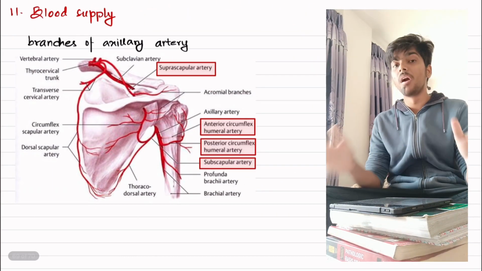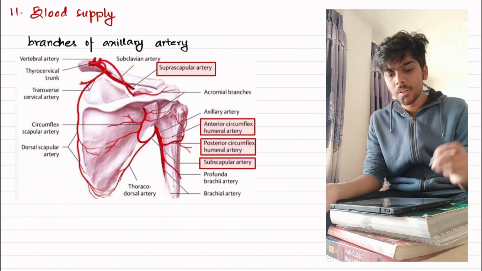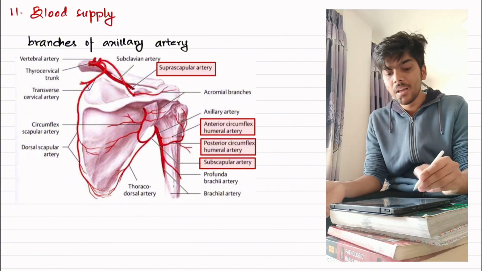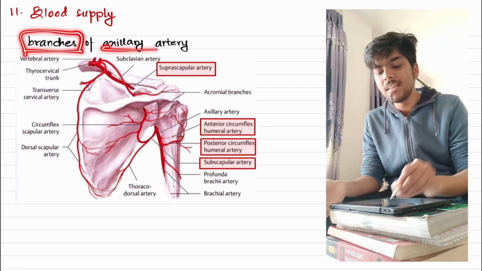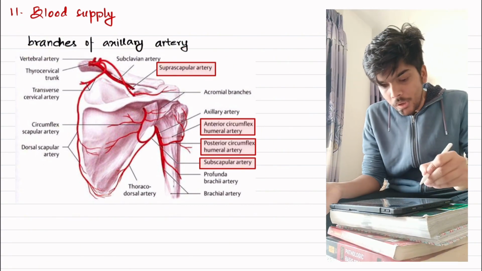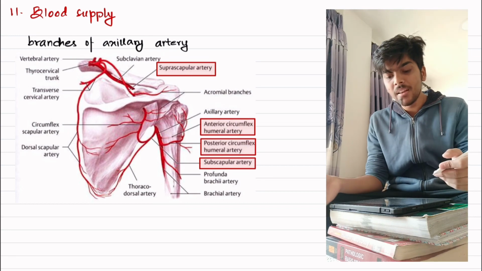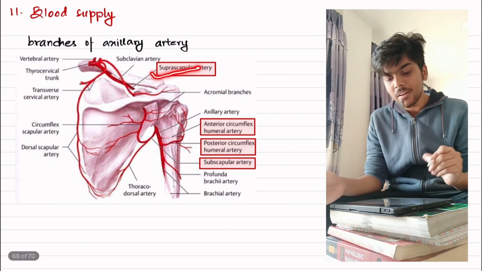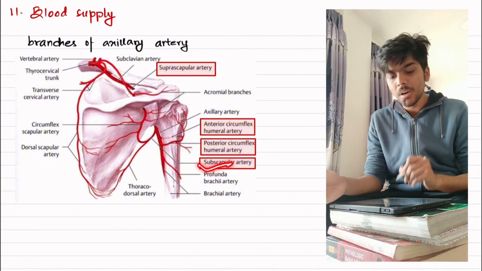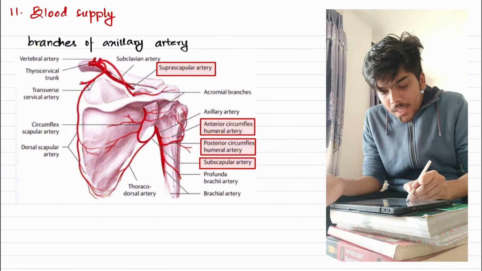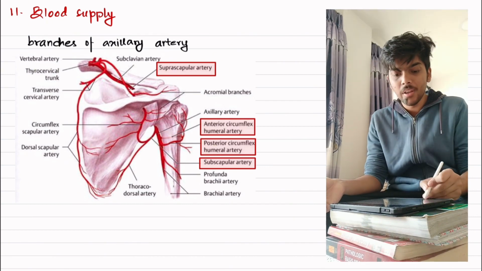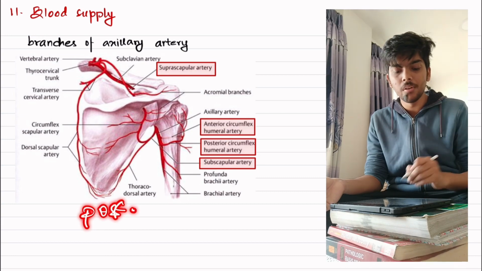Then we have the blood supply of shoulder joint. The various arteries supplying the shoulder joint are actually the branches of axillary artery. So the branches of axillary artery supplying the shoulder joint are the suprascapular artery and the subscapular artery. With that, we have the posterior circumflex humeral artery and the anterior circumflex humeral artery. Just so you know, this is the posterior view.